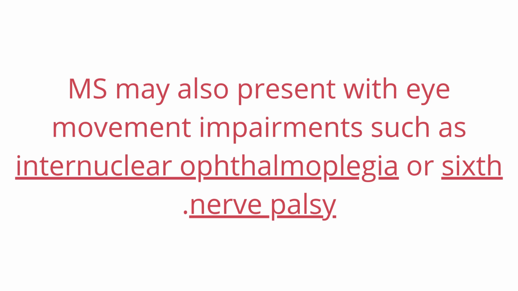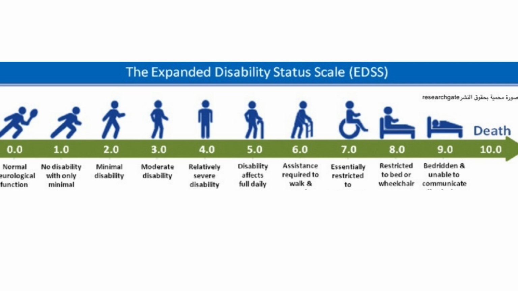MS may also present with eye movement impairments such as internuclear ophthalmoplegia or sixth nerve palsy. The Expanded Disability Status Scale, or EDSS, is a tool used to measure disability in people with multiple sclerosis. It helps doctors track how MS affects the body over time. The scale ranges from 0 to 10. 0 means normal neurological function. 10 means death due to MS. As the number goes up, it reflects more disability. The EDSS focuses on walking ability, but it also considers other body systems, like vision, coordination, and bladder control.